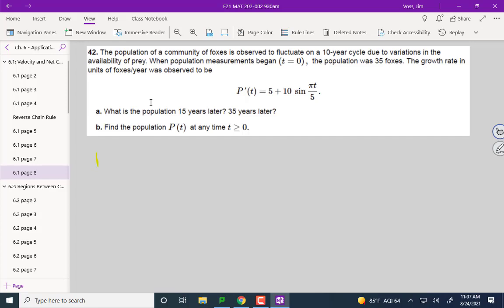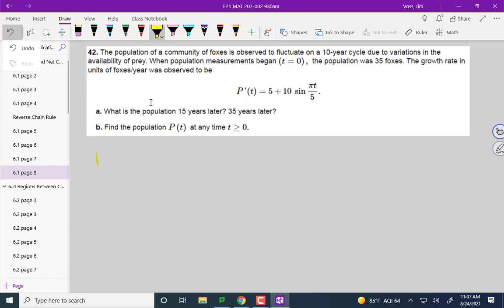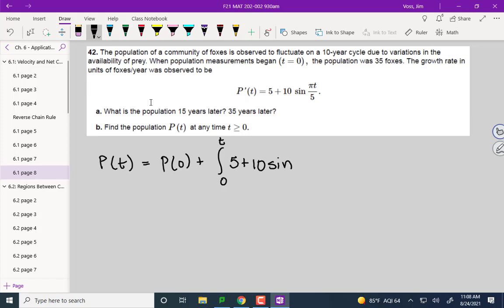So P of T will be the initial population plus the change in population on the time interval 0 to T. Now we're integrating with a T in the upper limit of integration, so we can't have a T inside here. So we'll switch it to X. So that'll be our population in the future, population at time T. So 35 foxes to begin with. And then we integrate term by term. Integral of a constant is that constant times the variable of integration, the dummy variable, the variable that's going to go away.